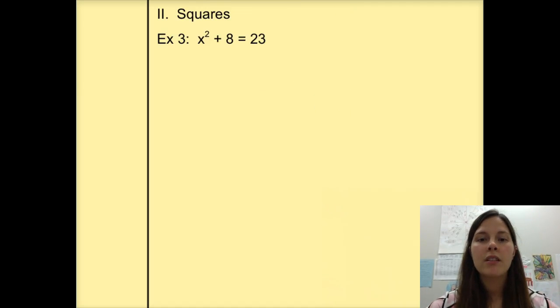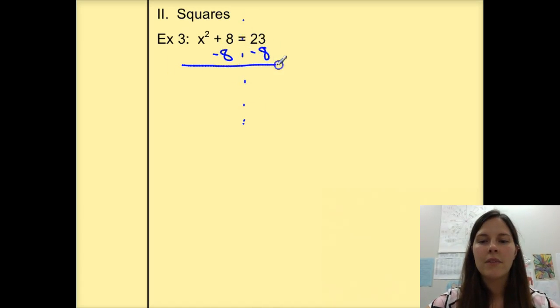Our next topic, we're going to look at some of our variables may have a square. So we're going to look at how to undo that square. So again, order of operations, that adding 8 would come after squaring. So I'm going to cancel that 8 first. Subtracting 8 from both sides, I get 15.